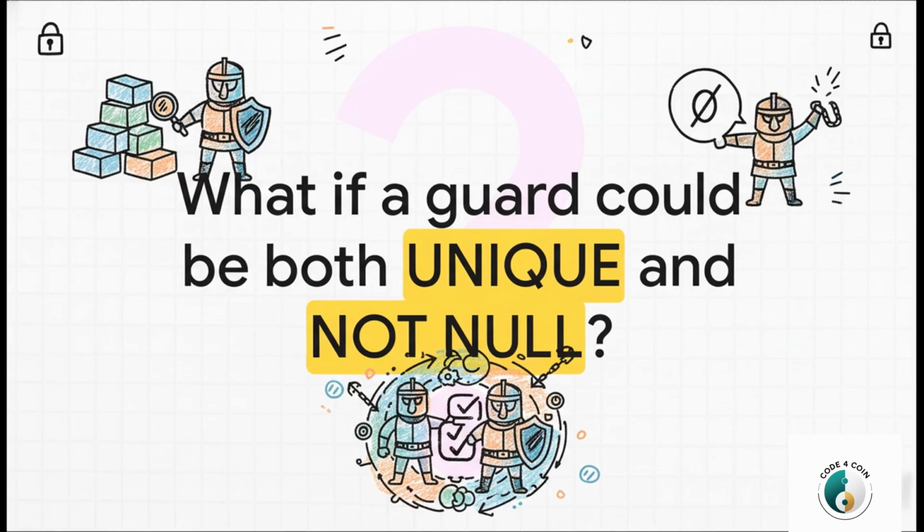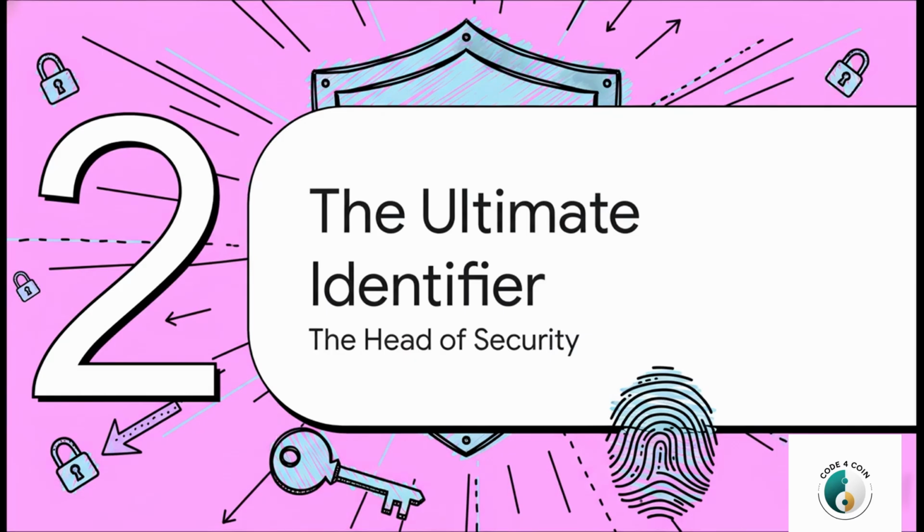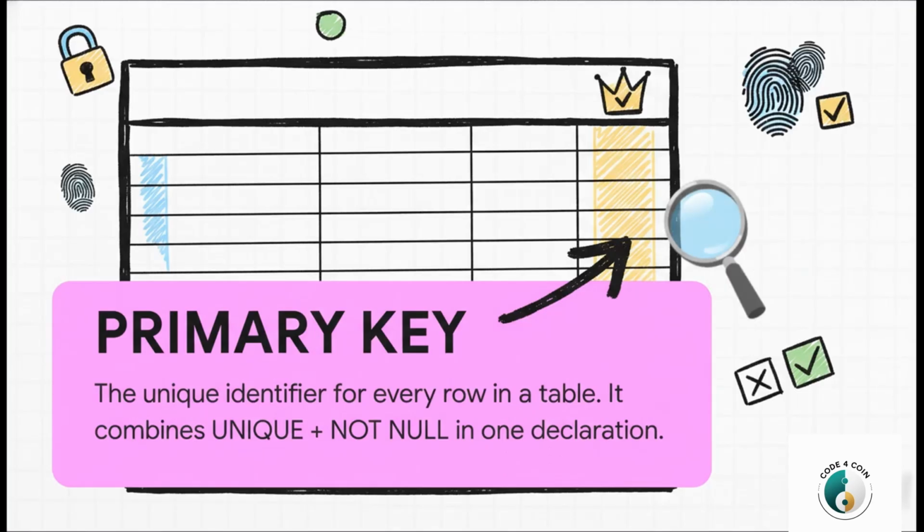But what if you need both? What if one guard could combine those two awesome powers into one? Well, of course there is. It's time to bring in the boss. It's time to meet the head of security, the ultimate identifier for every single piece of your data. This is the primary key.